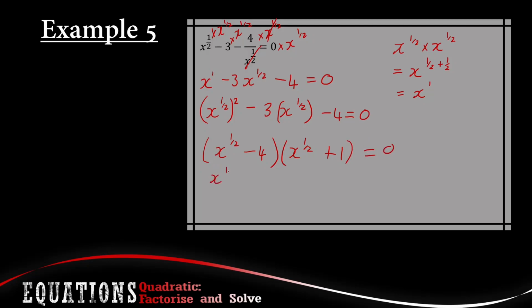So x to the power of a half is equal to 4, or x to the power of a half is equal to 1. So I square both sides, and then x is equal to 16, or squaring both sides here, x is equal to 1.